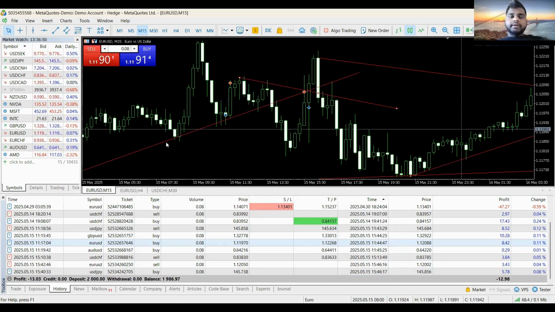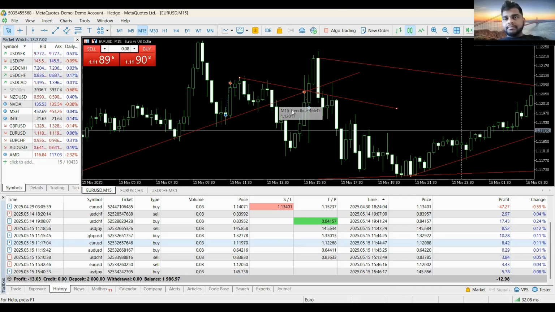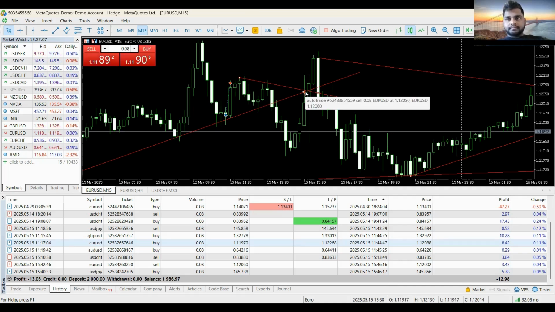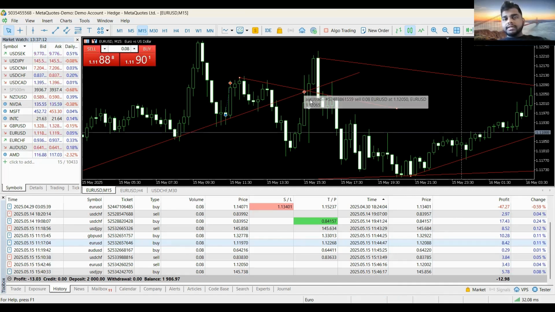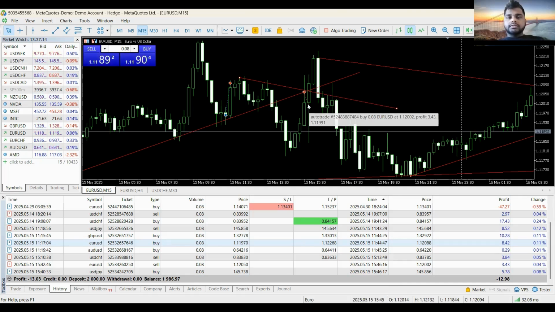And again, I had the same trend line drawn. So the price broke down below the trend line. We could have taken a trade over here, but I think I was not there this time. But I was there when the price hit again. So when the price came back and hit the trend line again, I took a sell, and the sell was perfectly going in profit.